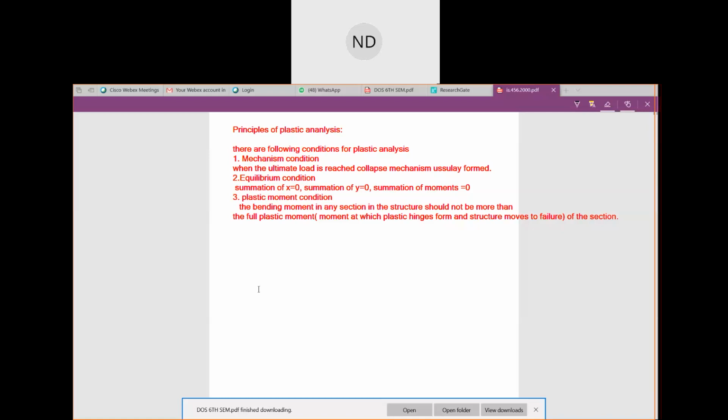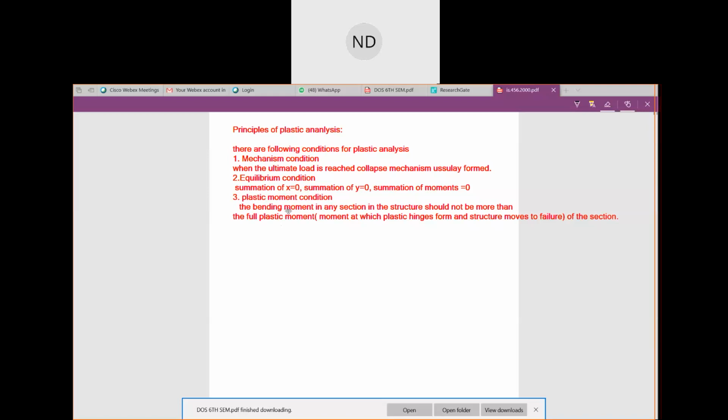Now, when we are talking about this plastic moment, there comes a term, I think you all know, that is the shape factor. For calculation of this plastic moment, there is a term which is your shape factor, and that has its own importance. Now we can talk about the shape factor. What is the plastic moment?